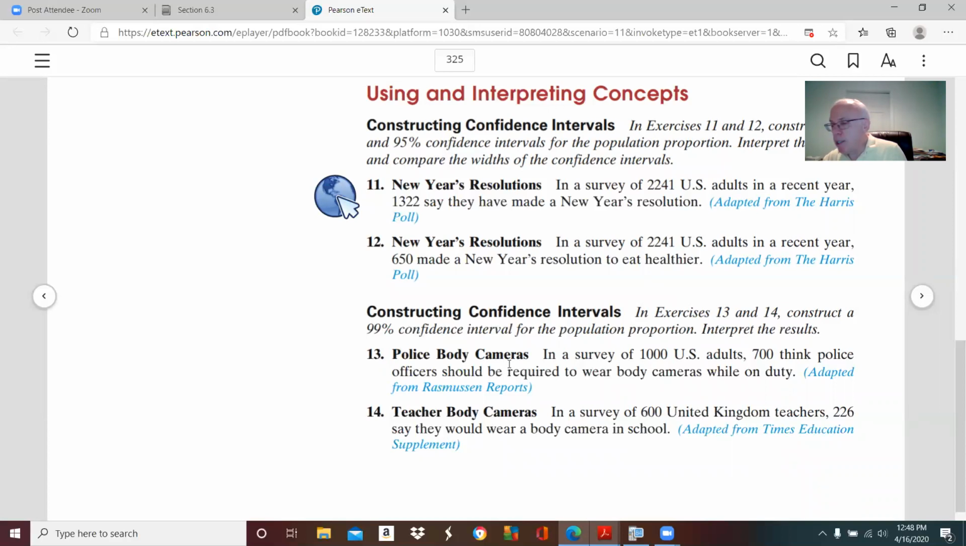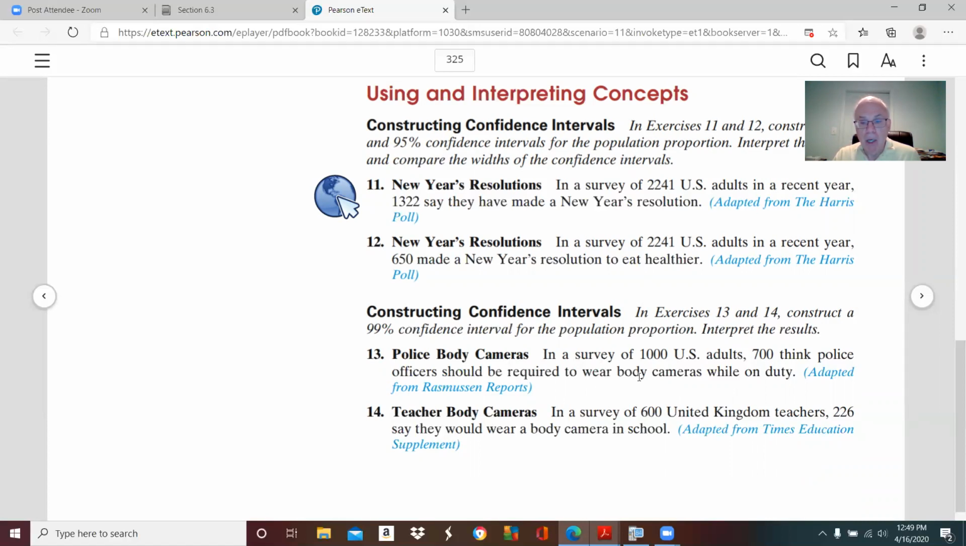problem is, it says police body cameras. In a survey of 1,000 U.S. adults, 700 think police officers should be required to wear body cameras while on duty. Yes, to show exactly how they handle tense situations. That way, we know when police officers might be lying about what they did.